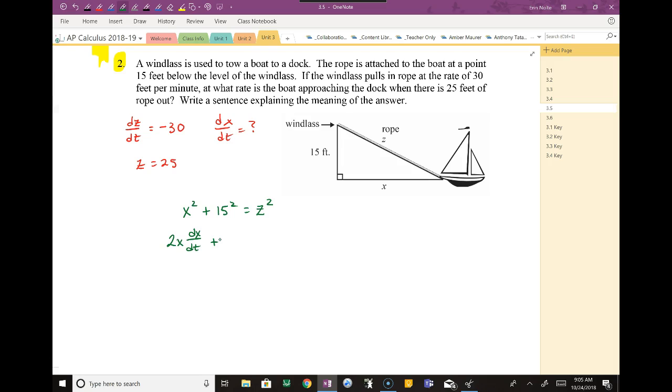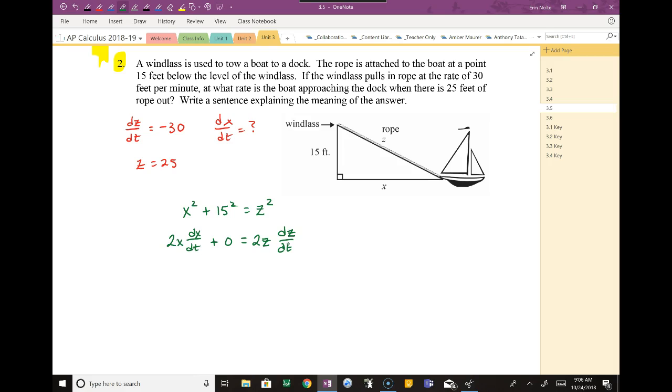Derivative of a constant? 0. The derivative of z squared? 2z dz dt. Okay, now what do I do? Plug in the values. Okay, so I don't have an x. How do I find the x?